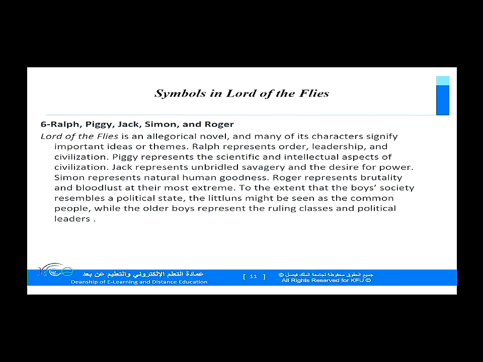Ralph represents order, leadership, and civilization. Piggy represents the scientific and intellectual aspects of civilization. Jack represents unbridled savagery and the desire for power. Simon represents natural human goodness. Roger represents brutality and bloodlust at their most extreme, to the extent that the boys' society resembles a political state.